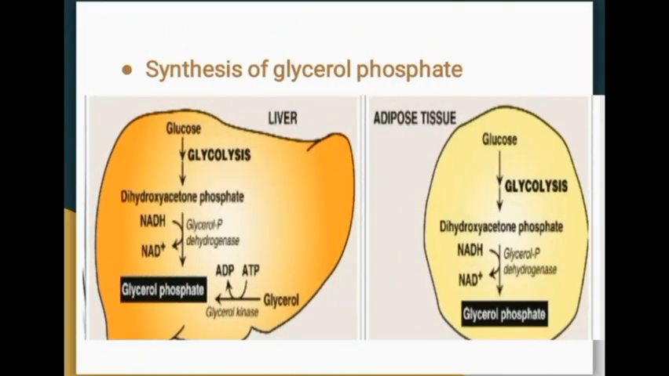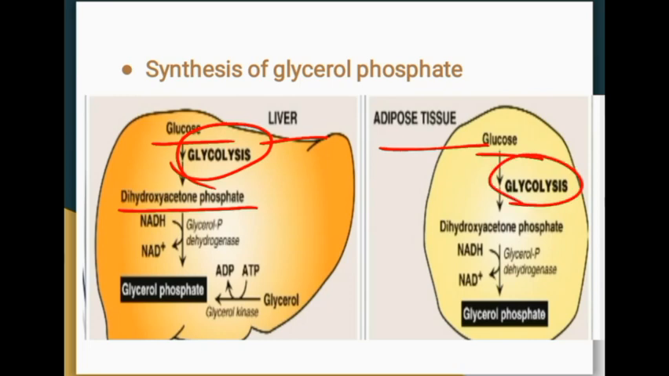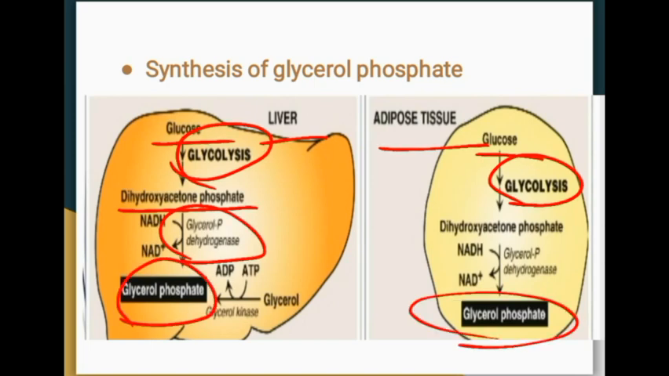First is synthesis of glycerol phosphate. It occurs in liver and adipose tissue. First of all, glucose is converted into dihydroxyacetone phosphate by a process called glycolysis. Next, the enzyme glycerol phosphate dehydrogenase acts on it and converts it into glycerol phosphate. Here, the synthesis of glycerol phosphate occurs.